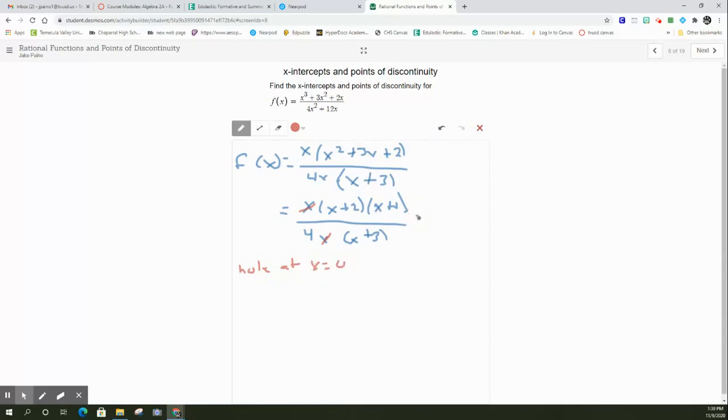Okay, so I need to take my final simplified version, so I'll rewrite this as simplified as I can. x plus 2, x plus 1. Let me get that a little bit neater. Okay, so I have it in simplified form. I've got to plug 0 into that to find my hole. So when I do that, it's just going to be 2 times 1, so 2 on top and 12 on bottom. So I'm going to get a 1/6 there. So my hole is at the point (0, 1/6).